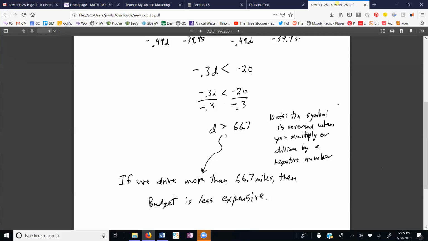D stands for the number of miles driven. So the answer to this question is, if we drive more than 66.7 miles, then the budget truck is less expensive.